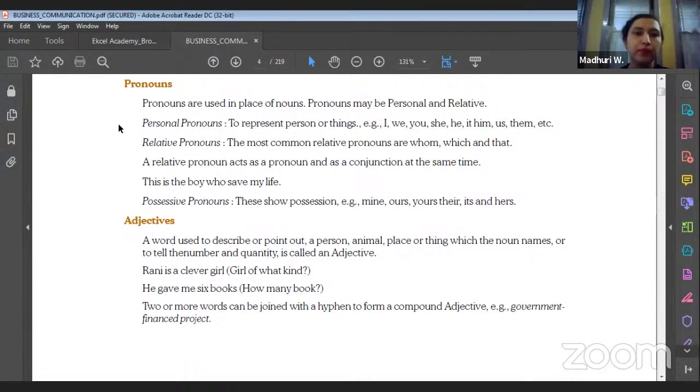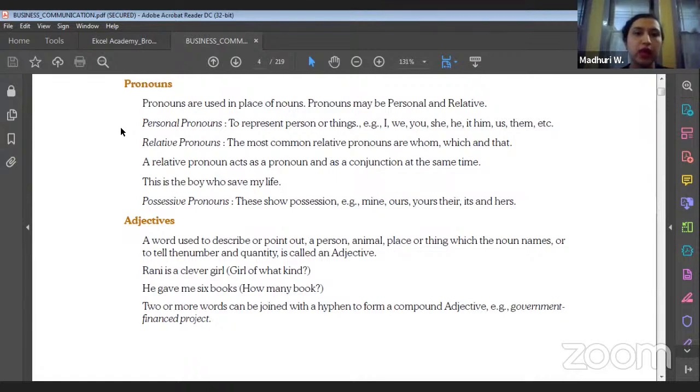So there are different categories of pronouns again. So you have personal pronouns and relative pronouns. So let's take a look at that. A personal pronoun generally represents a person or a thing, right? For example, I, we, you, she, he, it, right? Him, them, all of this refers to a personal pronoun.